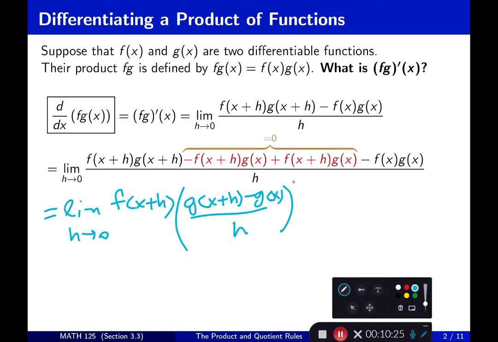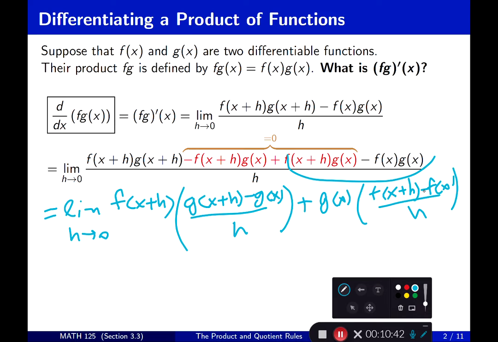And then if I factor g of x from there, I get g of x times f of x plus h minus f of x over h. Now I notice this is promising, because if I can bring the limit in here, which I can, and bring the limit over here, which I can, then I see the derivative of g and derivative of f. And then I see g over here, but I also see f of x plus h.